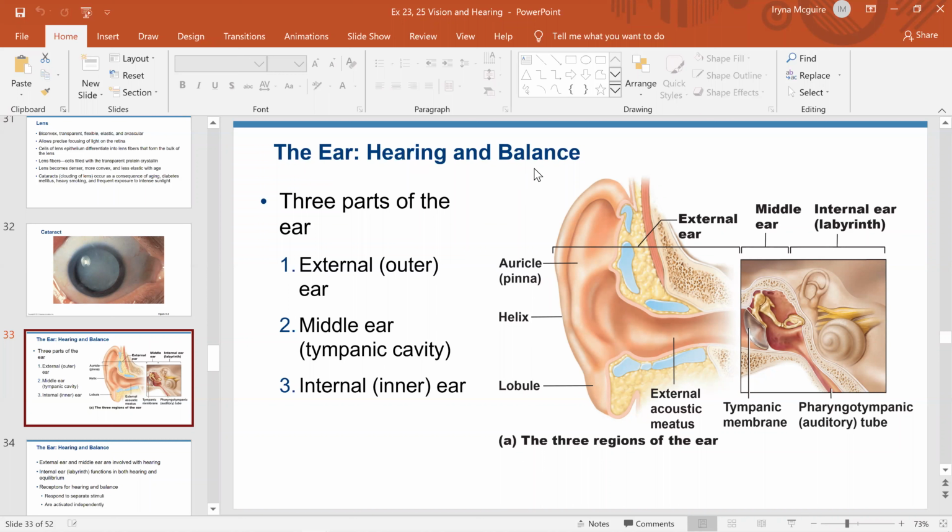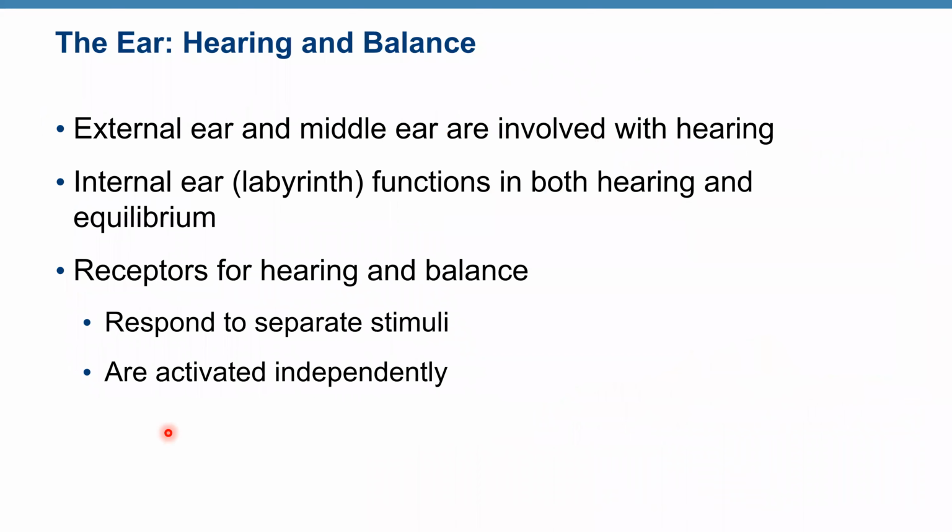So let me pick up the pointer. So 3 parts of the ear. We have external or outer ear, so that's this part. Middle ear and internal ear. So external ear and middle ear are involved with hearing, and internal ear is involved with both hearing and equilibrium.